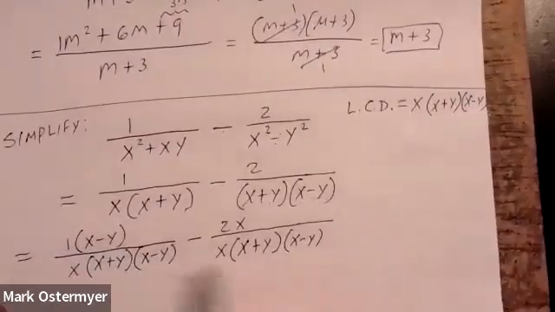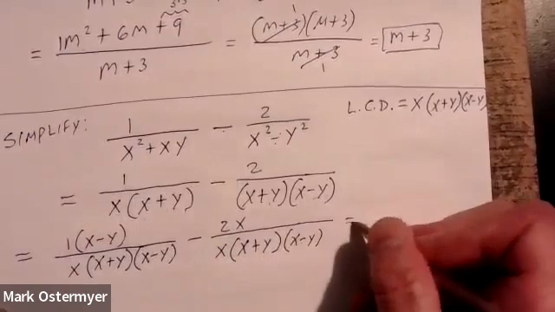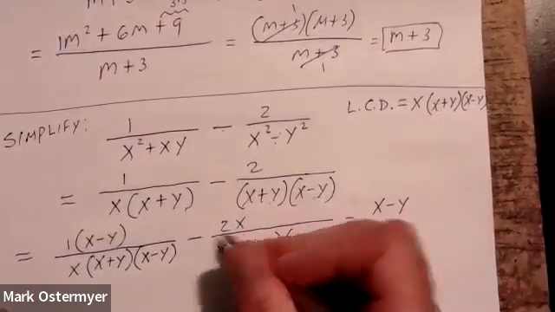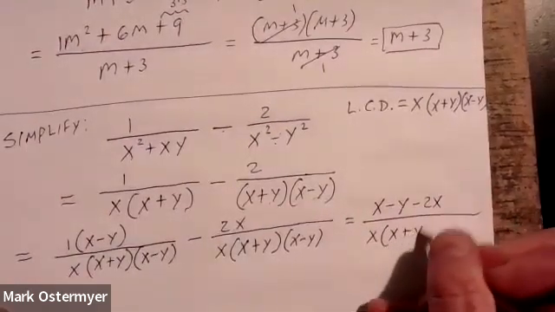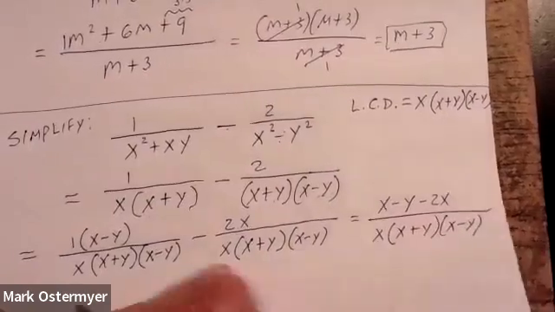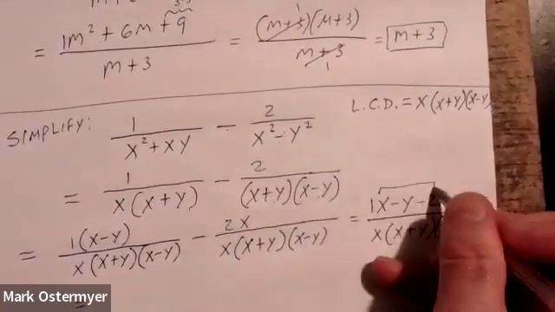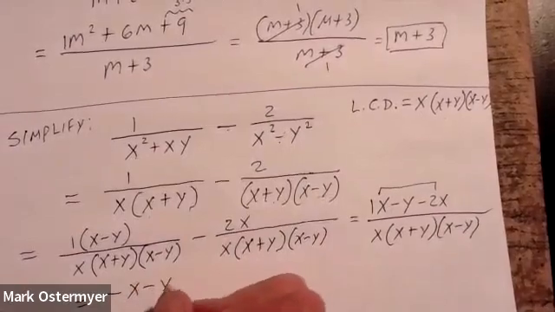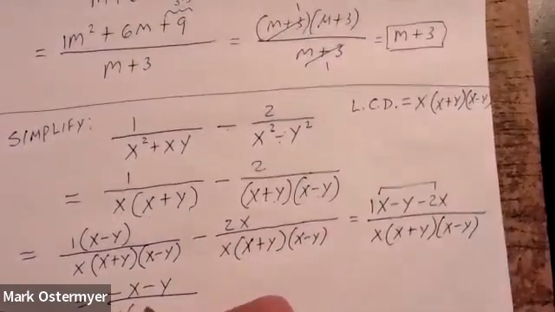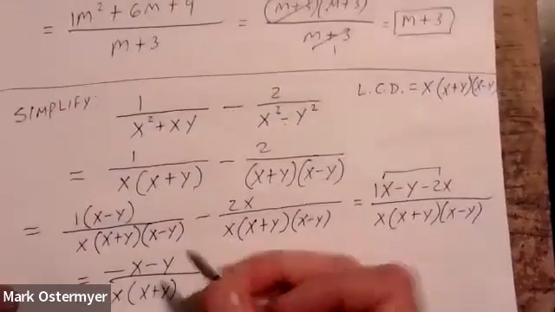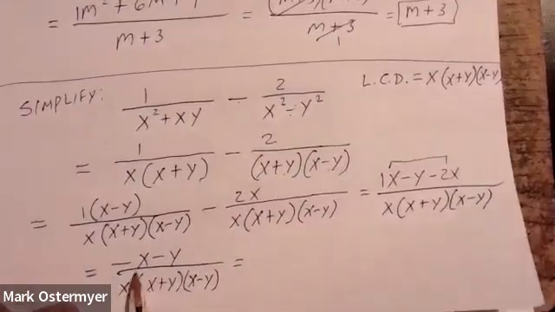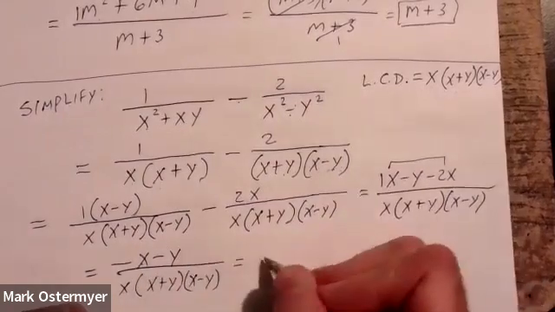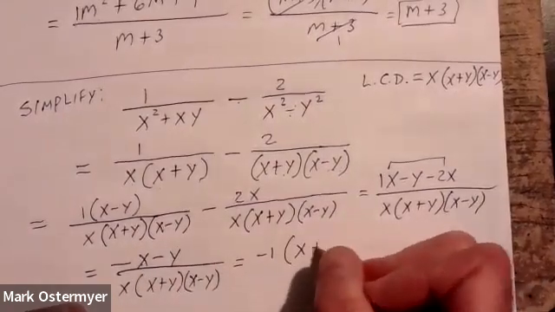Now that we have a common denominator all the way across, we can combine our numerators. So we have x minus y minus the 2x, and this all sits over our common denominator. Combining like terms in the numerator, we got 1x minus 2x combined to give you negative x. And this sits over, again, our common denominator. One last thing is to investigate the numerator to see if it can be factored, because if it can, it might lead to reduction. Well, guess what? We could factor a negative 1 out of both these terms. And when I do that, I leave behind x plus y.